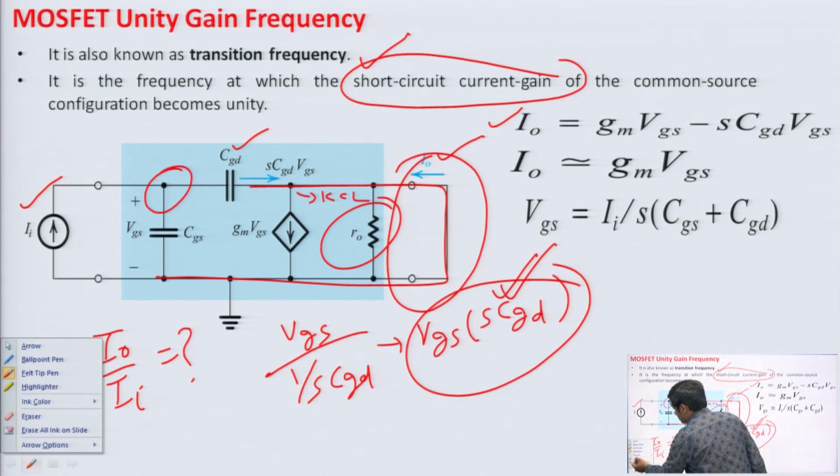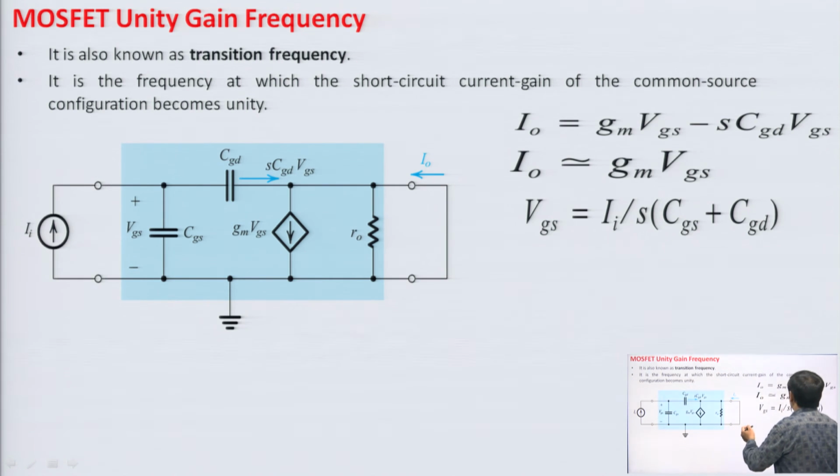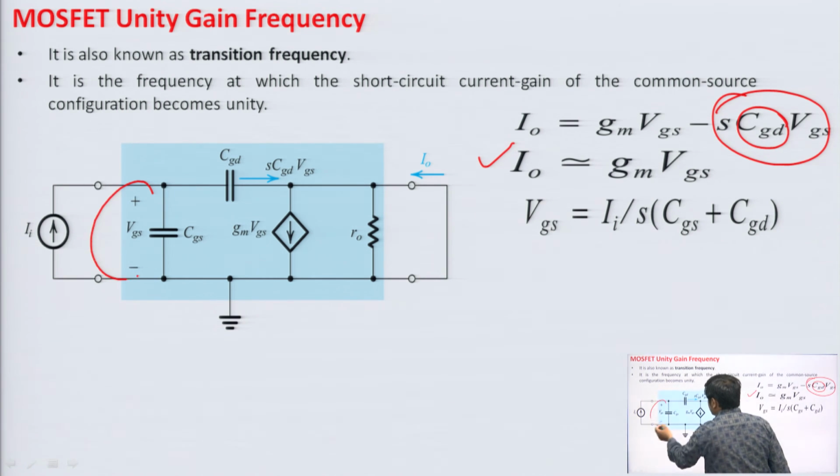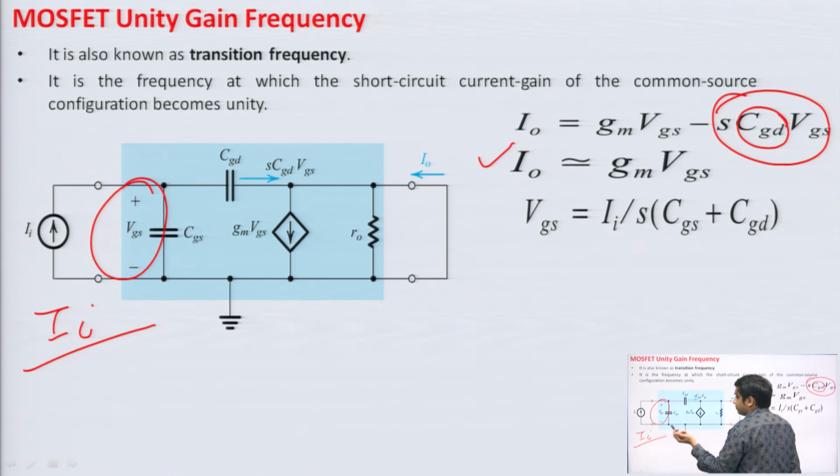Once you understand it, we can neglect this CGD, because CGD is very small. So we can neglect this term, minus s into CGD into VGS. If it is neglected, then Io will be gm into VGS. Now from this model we can calculate the value of VGS. Your VGS will be the current upon the total impedance. The total impedance is CGS plus CGD.